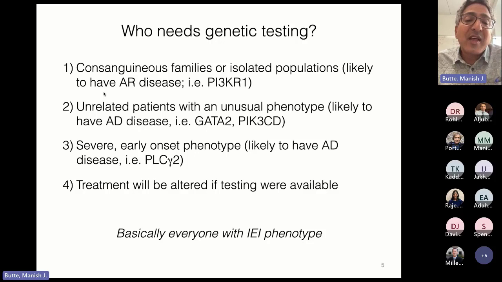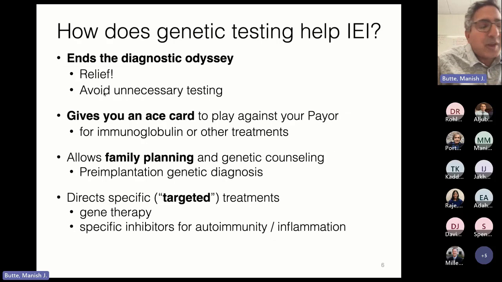Patients with severe phenotypes need to have genetic testing, and then any patient where the treatment could be altered if genetic testing were available should get genetic testing. We know from studies from Houston and from Europe that about at least a third, maybe a little bit more, of patients who get genetic testing have changes in their clinical planning as a result of the genetic test. And so we really do feel that almost every patient with an inborn error of immunity phenotype needs to get genetic testing.